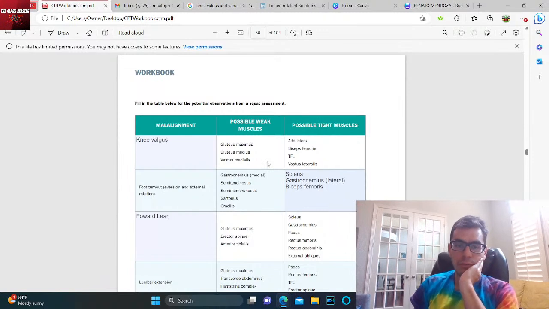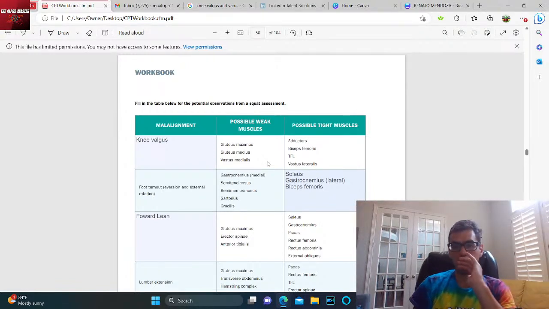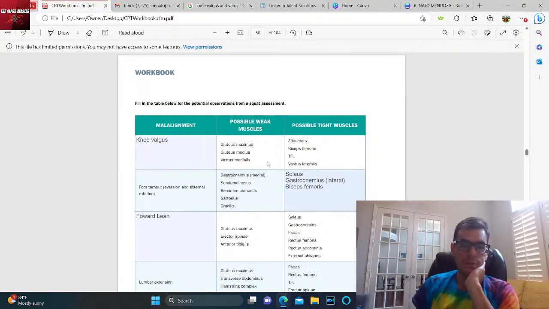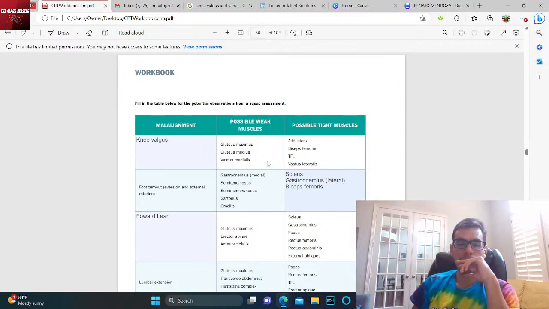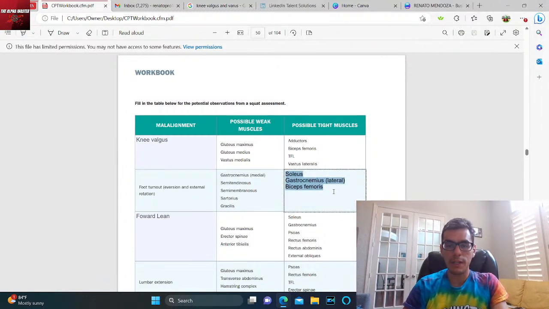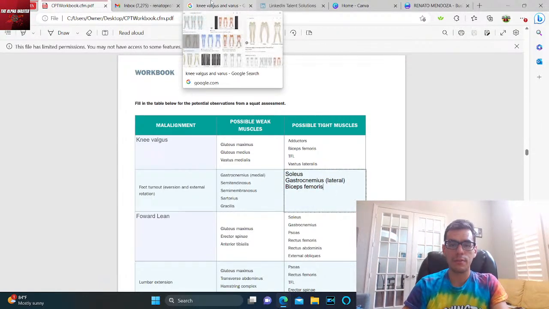So the gluteus maximus, gluteus medius, and vastus medialis are the possible weak muscles for knee valgus. The vastus lateralis is the tight muscle for knee valgus, along with the TFL, the biceps femoris, and the adductors. Now for the foot turnout, which is eversion and external rotation, the possible weak muscles are the medial gastrocnemius, the semitendinosus, the semimembranosus, the sartorius, and the gracilis. The possible tight muscles are the soleus, the lateral gastrocnemius, and the biceps femoris.